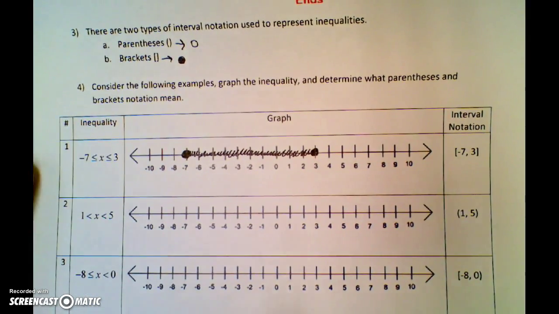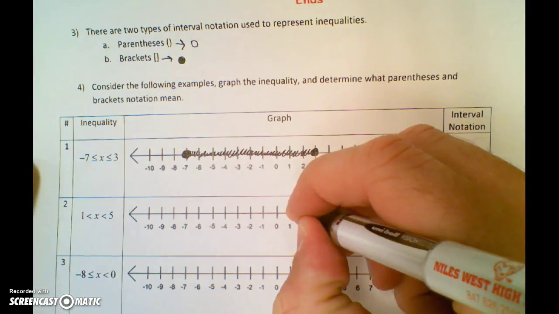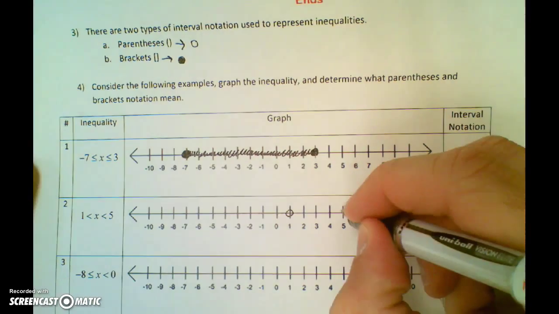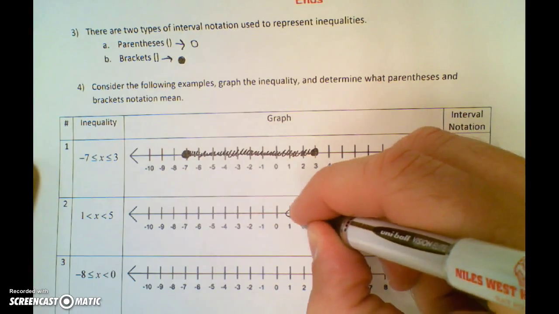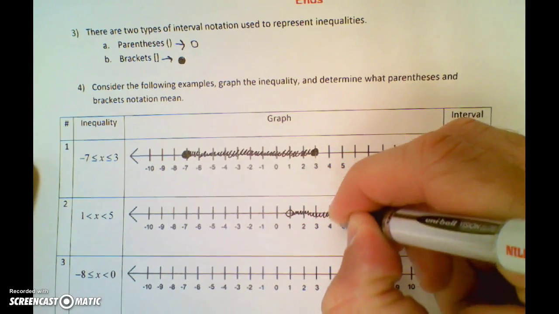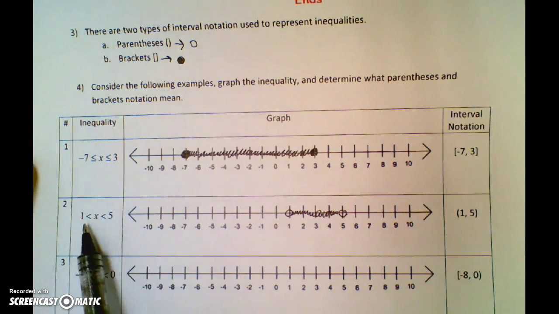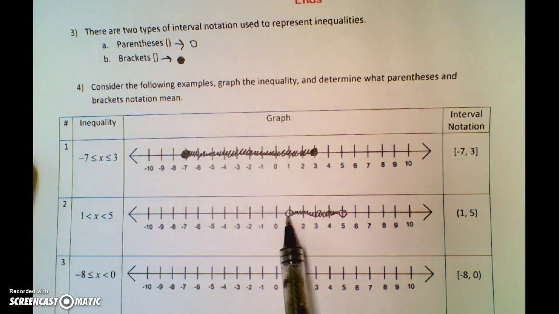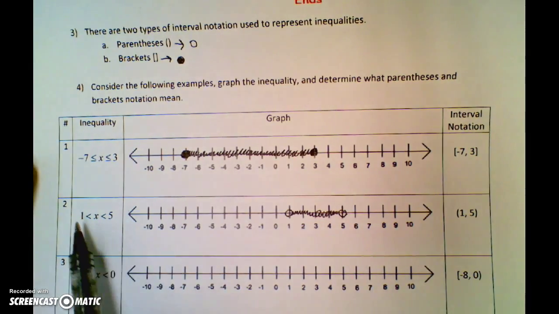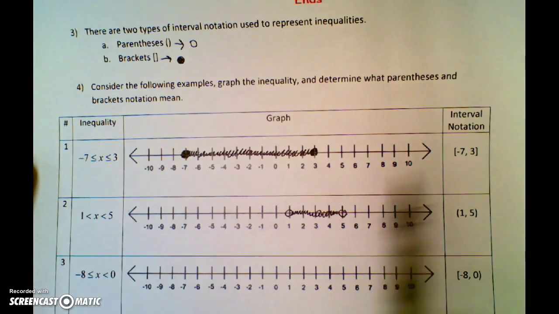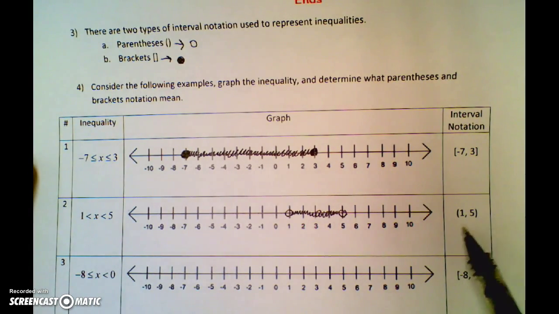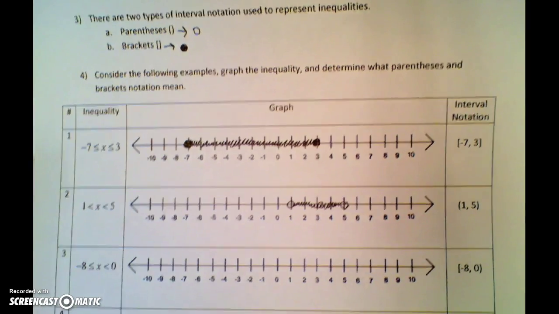Another example, at 1, I put an open circle, over to 5, shade in between. This is open because of the symbol not having the less than or equal to, it's just less than. So it's an open circle at 1 and an open circle at 5. So my range, or my interval, goes from 1, 5. And this time I use parentheses to represent that interval, because it does not include the 5 or the 1 when I say numbers that fit into this range.